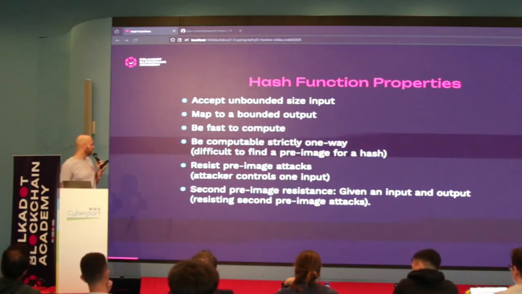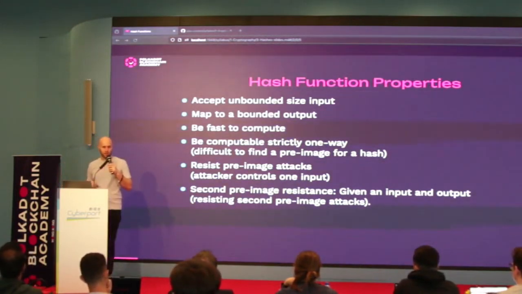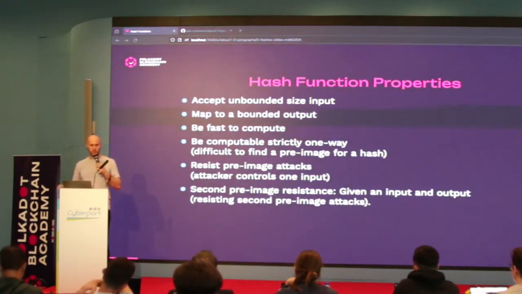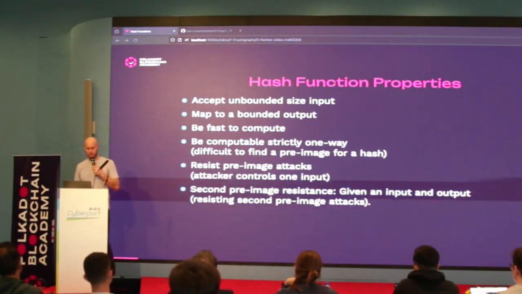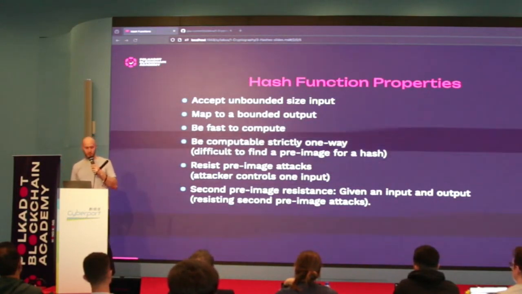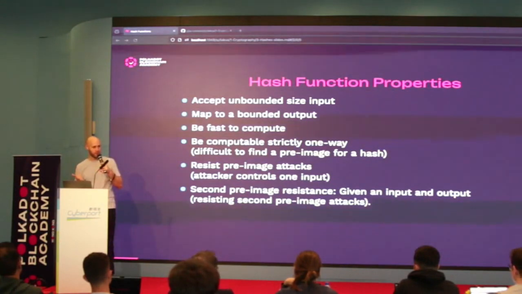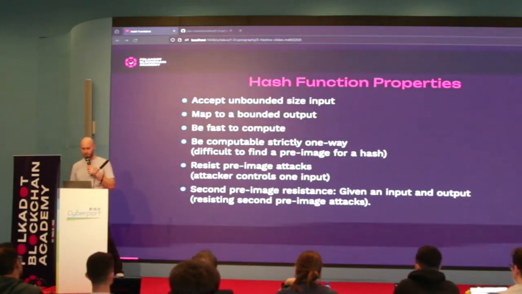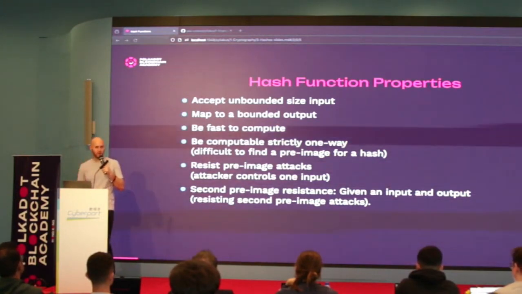Second pre-image resistance. Say I have an input and I have an output, you know, blockchain, and I know what its input is. I want to not be able to find another input which maps to that output. So the attacker has an input and output, and can find another input which maps to the same output. We don't want this. We want this one-to-one property.